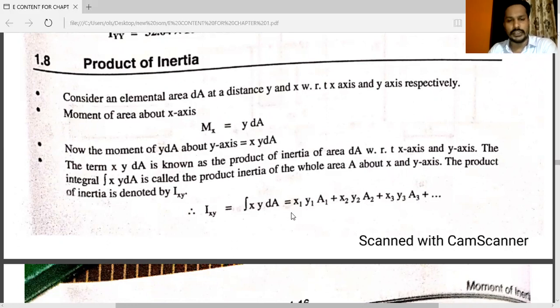Again I am repeating this formula. The product of inertia is denoted by Ixy is equal to integration of x into y into dA, which is nothing but x1 into y1 into a1 plus x2 into y2 into a2 plus x3 into y3 into a3, and so on.